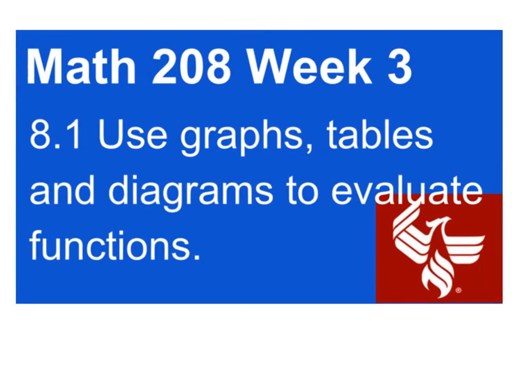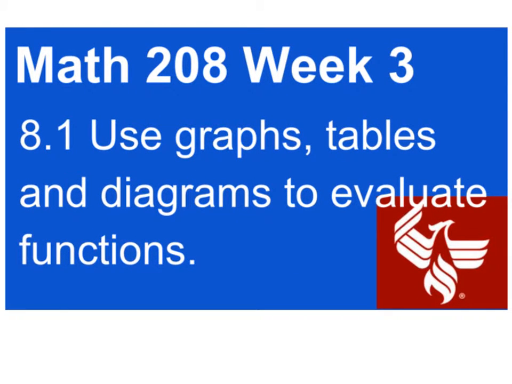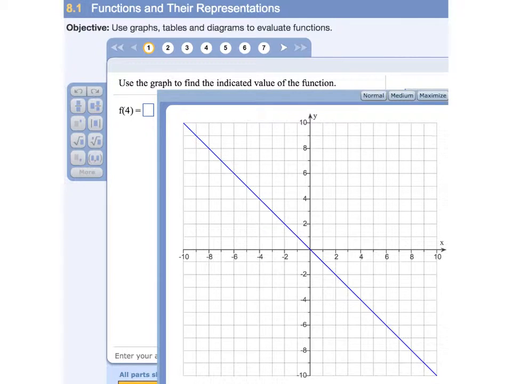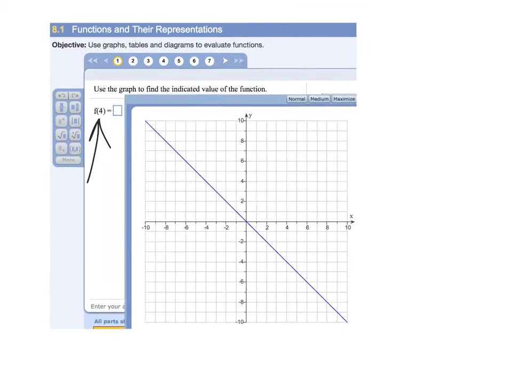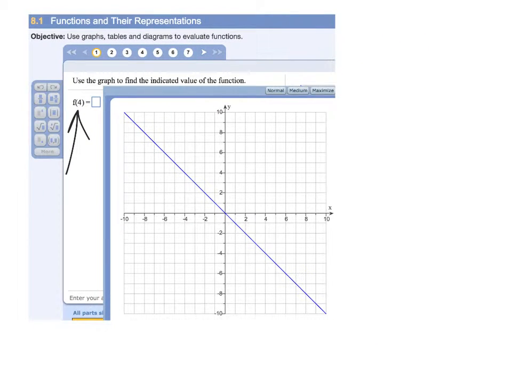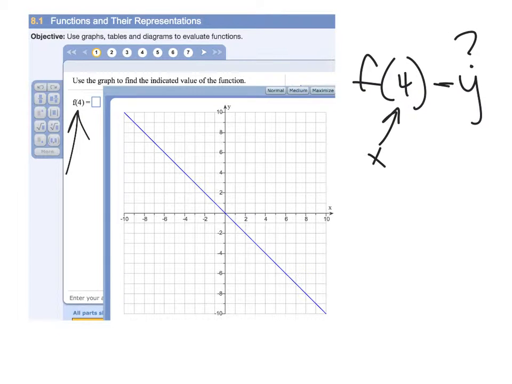All right, this is Math 208, Week 3, Section 8.1, using graphs and tables to evaluate functions. Now basically what that means, so when you see f of 4, so that's the way we say it, f of 4. And when we're talking about f of 4, basically what that means is this is your x value, and we want to know what is the y value?